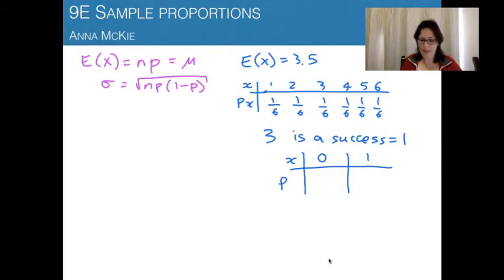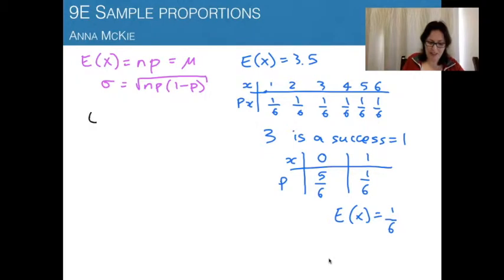What is the probability of getting a 3? 1 out of 6. And what's the probability of getting anything else? 5 out of 6. So what's the expected value now? Multiply these together and add it onto this multiplied together. So our expected value here is 1/6. But I guess in this case that's also a proportion, 1/6.